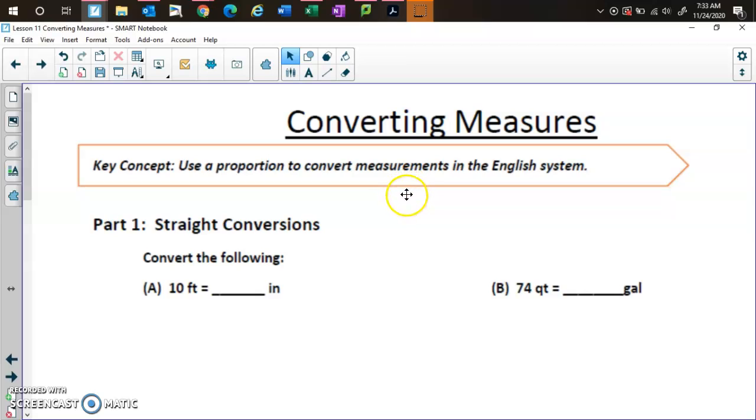Today's lesson is on converting measures. You're going to need to open up your notes packet or open up your notebook. If you're in your notes packet, you're going to be on page 16 for today. That's where these notes are found.